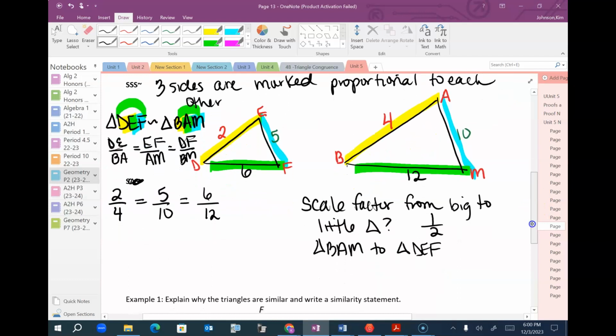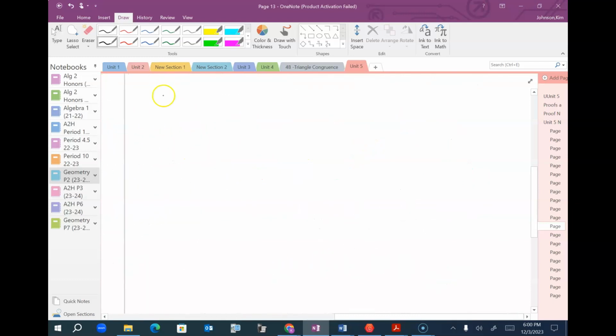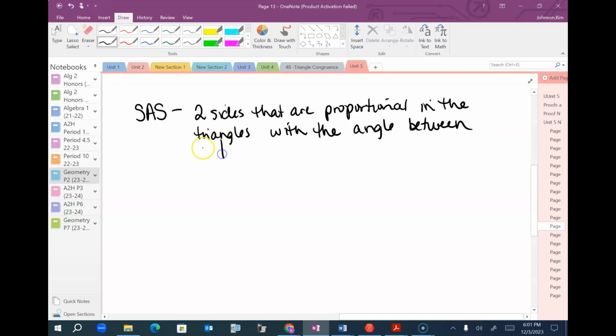All right. And then the last option for us proving that two triangles are similar is side-angle-side. With that theorem, we need to have two sides that are proportional in the triangles with the angle between them being congruent.